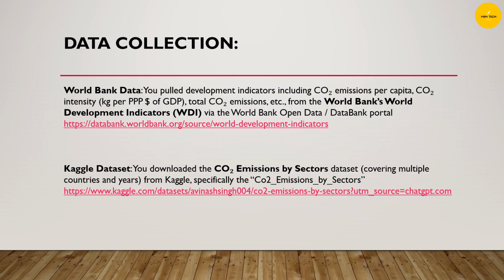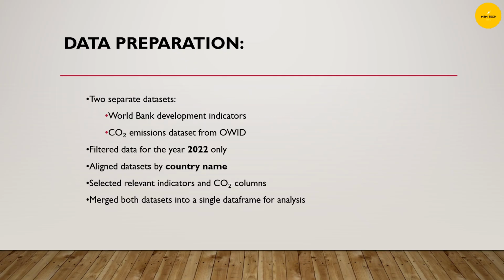So I used two datasets. First, from the World Bank's development indicators, which includes GDP, electricity access, internet usage, and carbon dioxide metrics. And the second one that I used is from Kaggle that includes sector-wise emissions across countries. I specifically filtered for data from the year 2023 to maintain consistency for both the datasets. I had to combine the two datasets for data preparation purposes. This included filtering data for 2023, aligning country names, selecting relevant features, and merging the datasets. The result was a unified dataset that could be used for meaningful analysis.